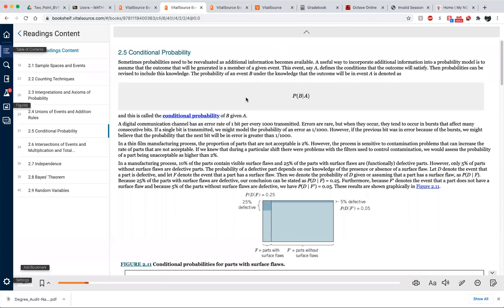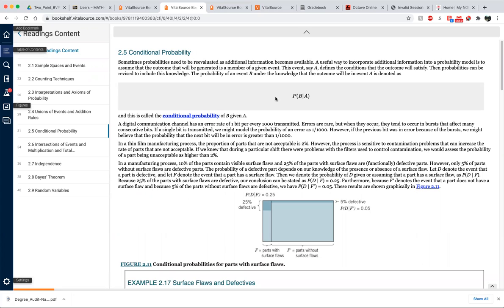All right, in this video, I'm going to cover section 2.5, conditional probability. Here, you can see that conditional probability is denoted by P of B given A. What does that mean? That means the probability of B given that event A has already occurred. So we assume that event A has already occurred, and we look at its effect on the probability of event B.